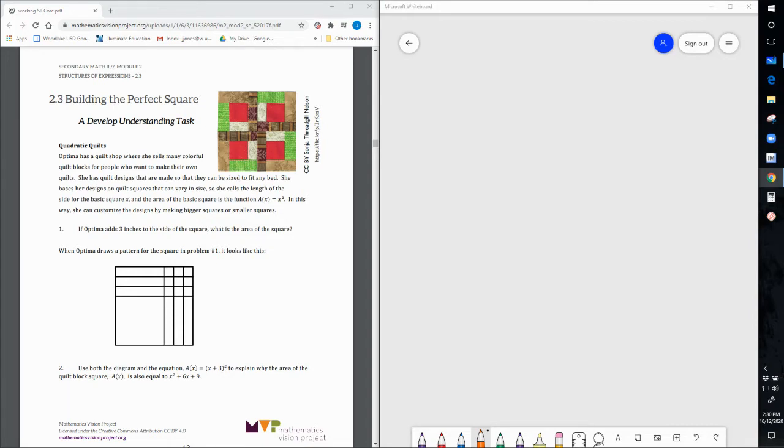If Optima adds 3 inches to the side of the square, what is the area of the square? The first thing I want you to remember is that whenever we deal with area models, this is always what we're looking at. We're looking at an x by x square. That's the parent function, and the area of that is x squared. So this is what she started with. And then she said, if she adds 3 inches to each side, what is the area of the square?